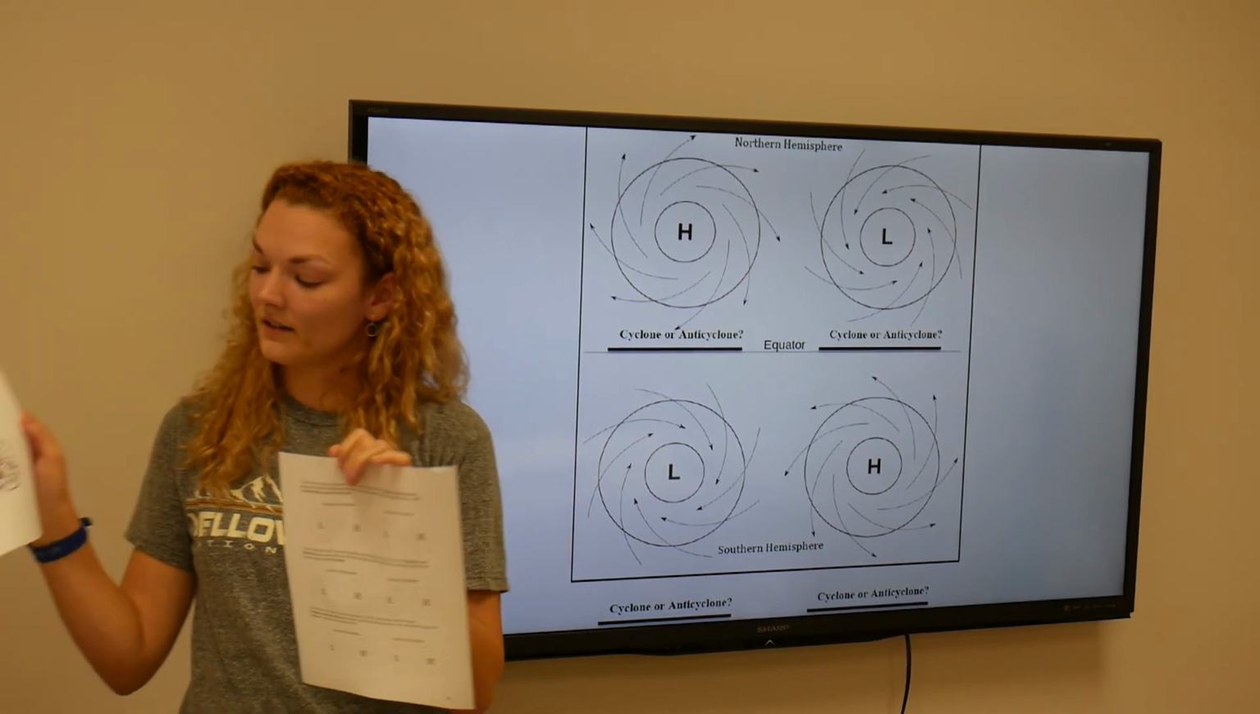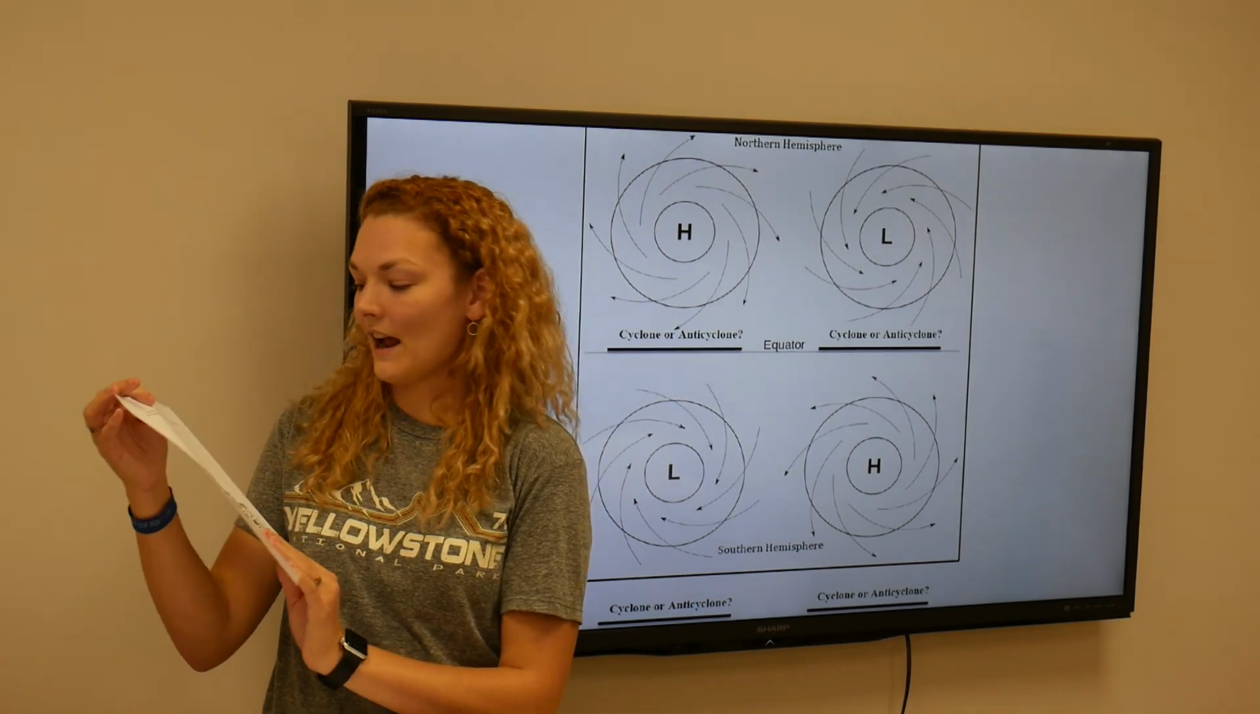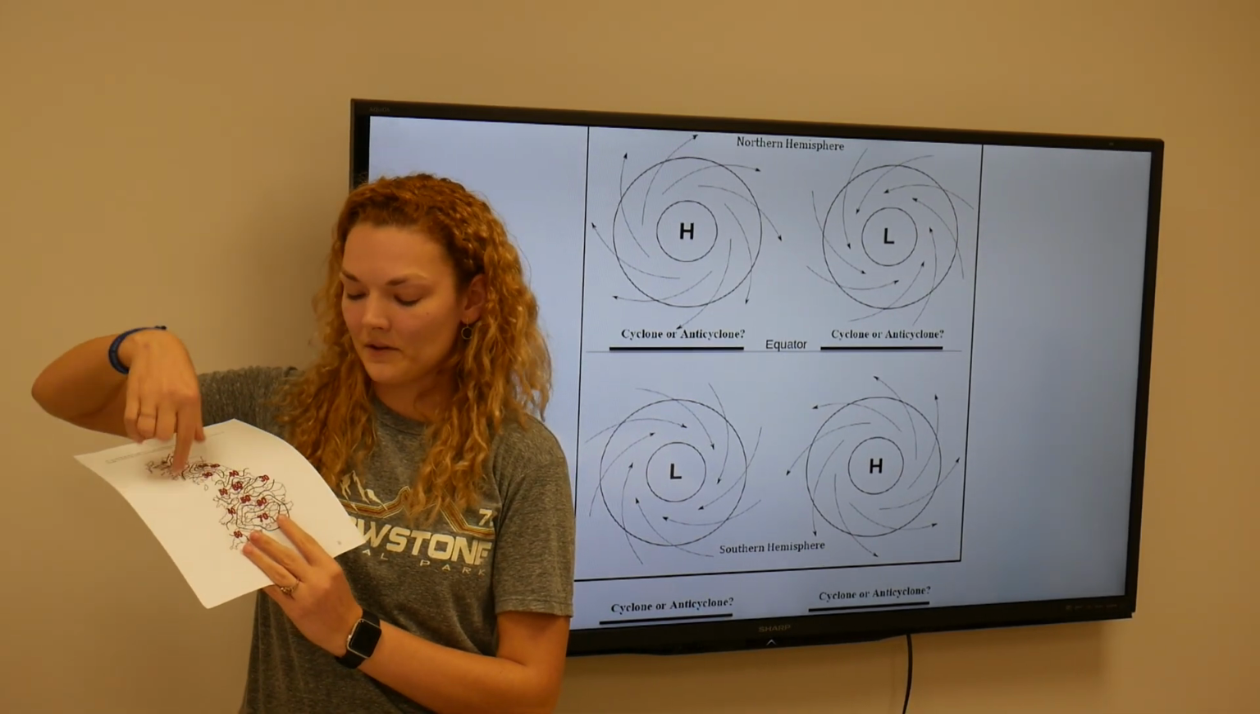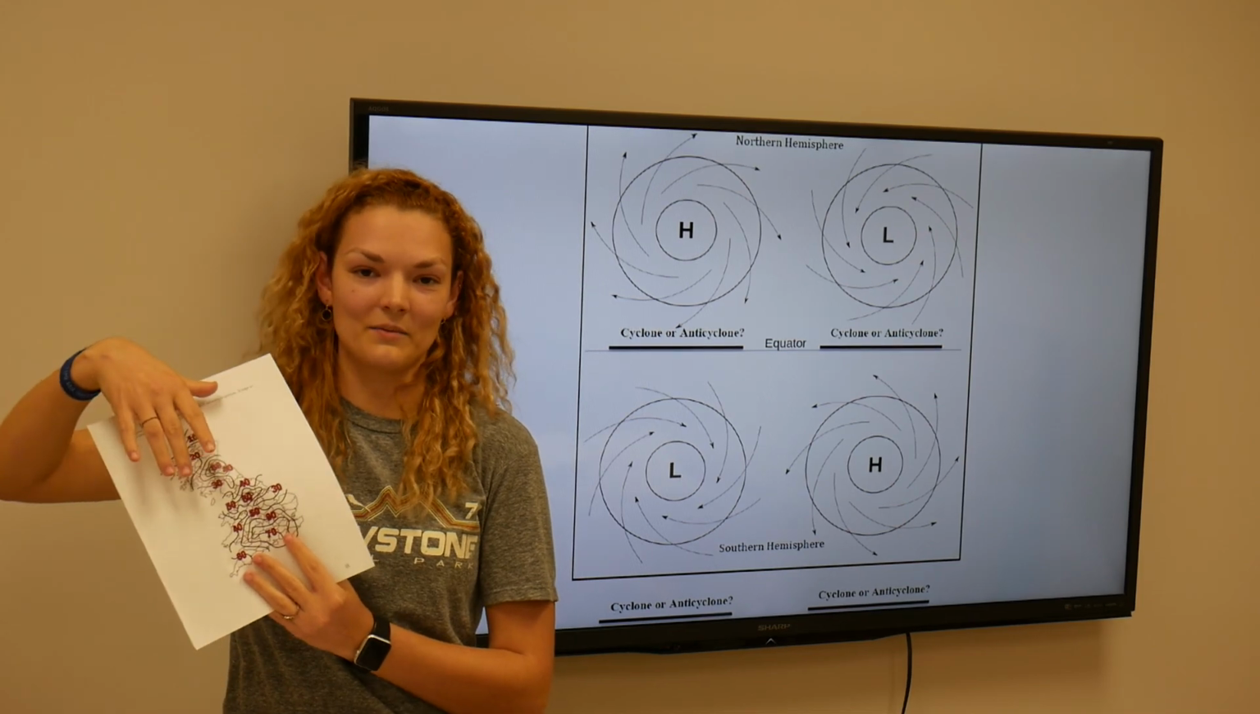And then this one wants you to show low pressure and high pressure, so just make sure you label them out to the side, make sure it's nice and clear and we can see it.